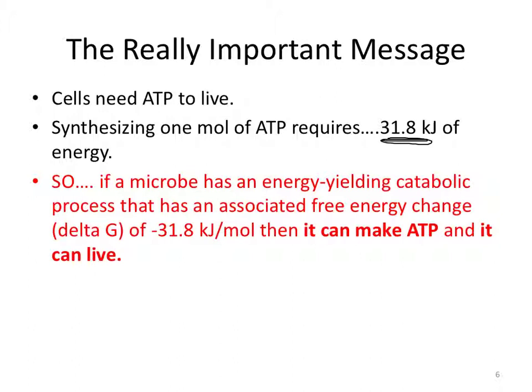So if a microbe has access to an energy-yielding catabolic reaction, as long as that process has an associated free energy change, or delta G, that is at least equivalent to and preferably greater than that required to make ATP, then it can make enough ATP in order to live. Okay? And that's why doing these calculations and doing this math is handy. It allows us to know if different microbes are able to exist in certain chemical conditions. So it lets us make predictions about their growth and also predictions about the fate of the chemicals that they might be using in the environment.